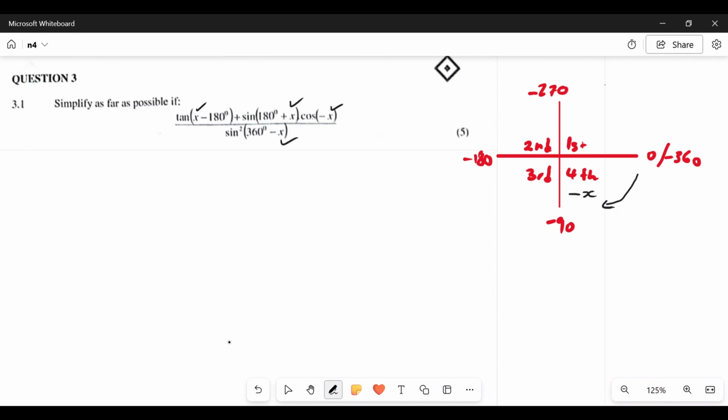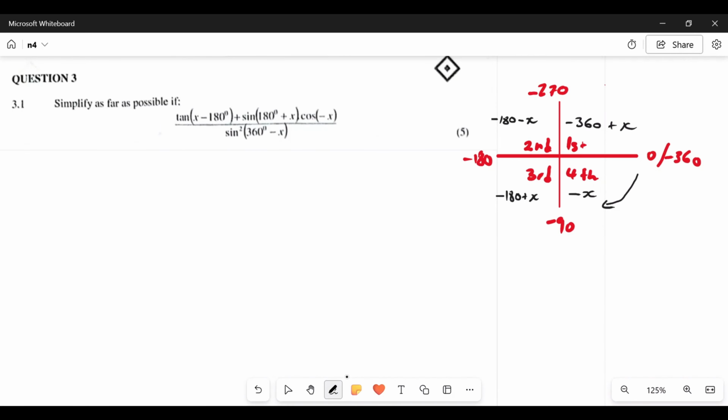The 2nd quadrant, when you go backwards, this is how we present it. It's going to be negative 180 minus x because you're going backwards. And then the 1st quadrant, when you go backwards, it's going to be negative 360 plus x. So this is how we represent the quadrants when you go backwards.